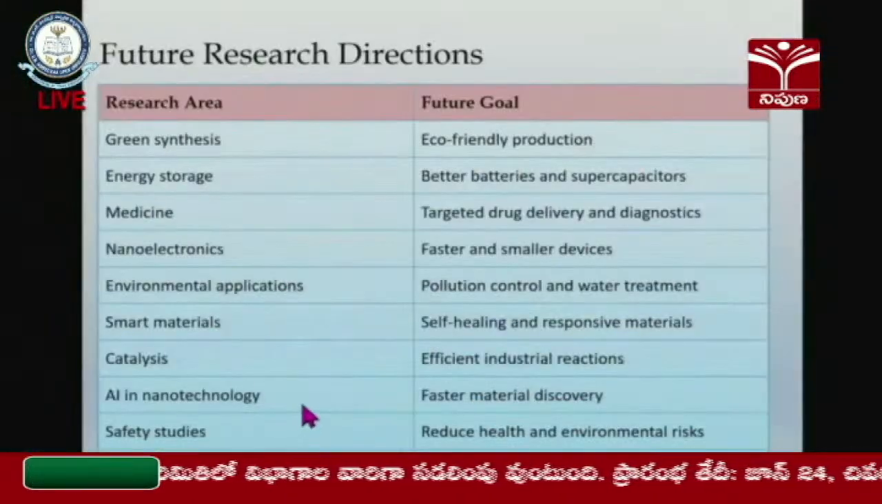Now, finally, future research directions: green synthesis. In our city college, we are doing green synthesis and getting wonderful results. Even energy storage we are doing. But for the rest, medicine and nanoelectronics, electrochemical and environmental applications, smart materials, catalysis, these are the future challenges. Any researchers who want to do research in nanomaterials should take care of this, and these are the future goals to reach.